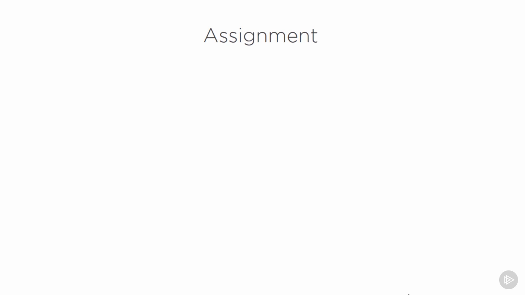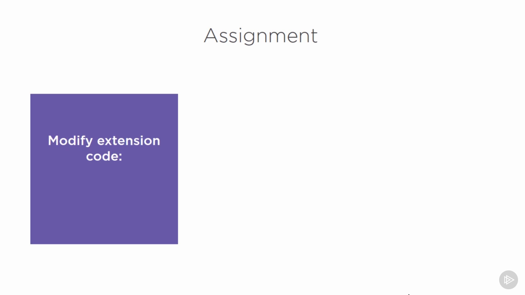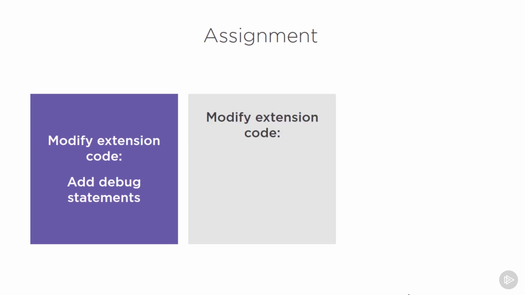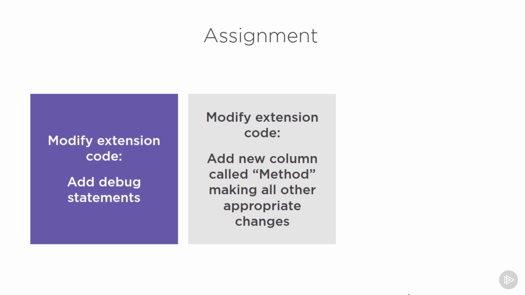What I'd like for you to do is I want you to modify this extension code by first adding debug statements. This will really help you to troubleshoot through the code. Then I want you to actually modify the extension code by adding a new column. You're going to call this column method, and you're going to make all of the other code changes appropriate to add that new column and the information from the HTTP request to that table. Now when I say method here, I'm referring to the HTTP verb. Usually it's a GET or a POST.